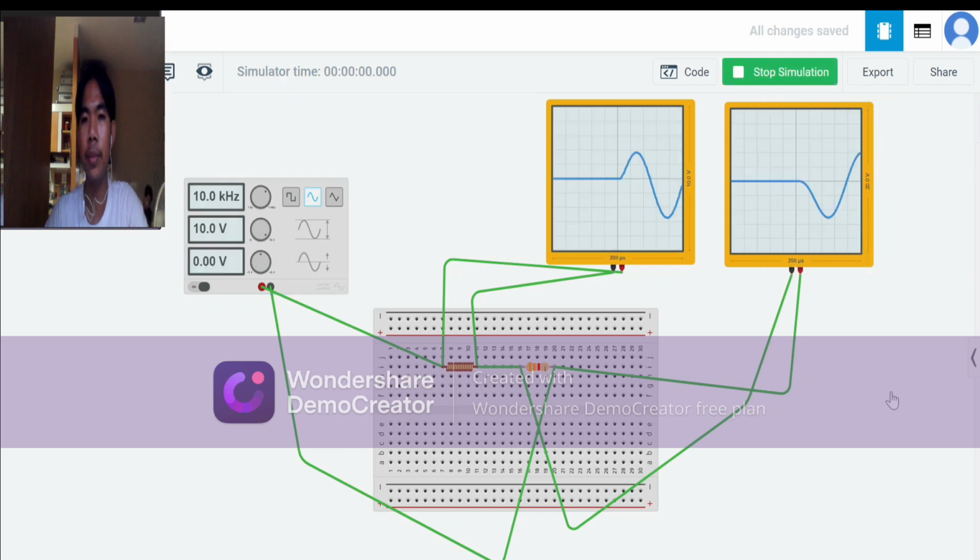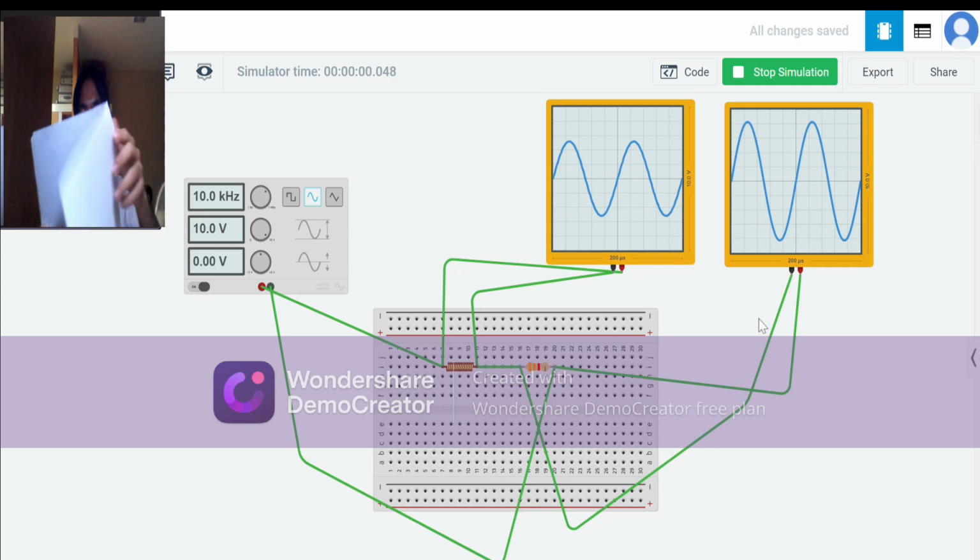Start simulation. We give the phase angle of the inductor and the resistor in the same phase angle. As we can see, in the same phase angle. We move to the third part of the experiment. So the third part is the time constant of charge and discharge of capacitor in AC circuit.